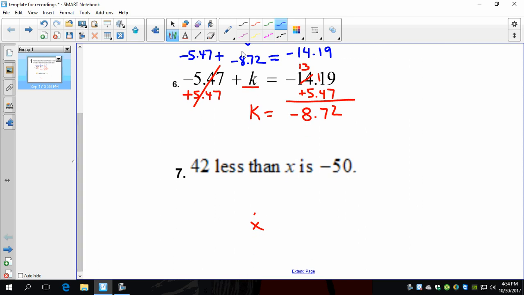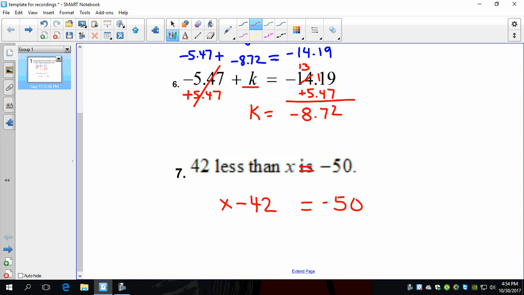Number 7 is a little bit more challenging because we are given the actual story problem. 42 less than x is negative 50. Well, remember, if we're dealing with "is," that's just another way of saying equals. And we want to just be able to write out what the equation is. 42 less than x would be x minus 42. So x minus 42 equals negative 50.